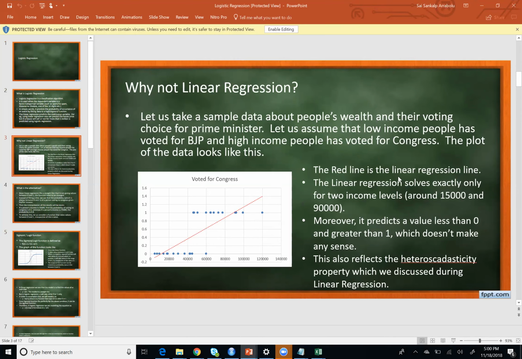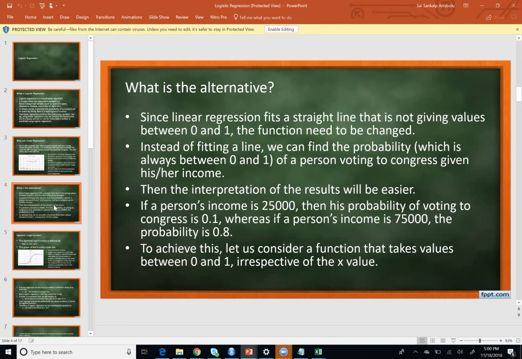So you see here, the red line is the linear regression line. The linear regression fits well only for incomes between 15,000 and 90,000. Moreover, it predicts values less than 0 and greater than 1, which does not make any sense because the output here has to be either 0 or 1. So that's the reason we don't use linear regression, and we go for logistic regression.